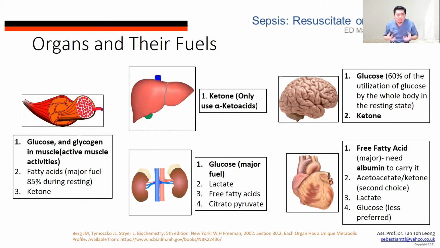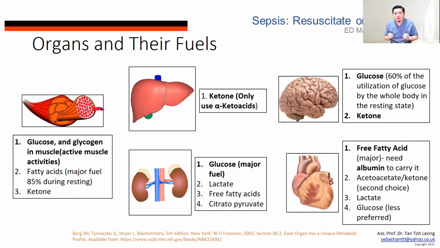However, for the kidney, it's very different. They only use glucose rather than other substrates, except some parts of the kidney will use lactate. So glucose is the main fuel for the kidney. And also glucose and ketone for the brain rather than other substrates. And the heart mainly relies on fatty acid, but fatty acid needs to be carried by albumin to the heart. Some parts of the heart will sometimes use ketone and lactate as fuel.